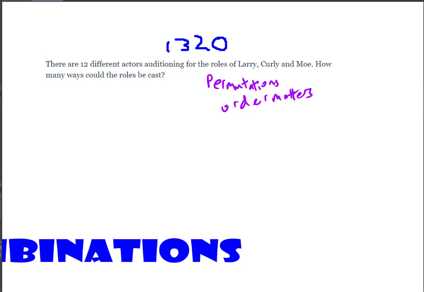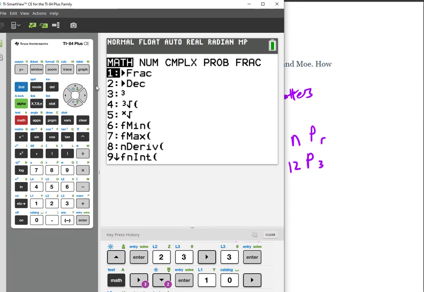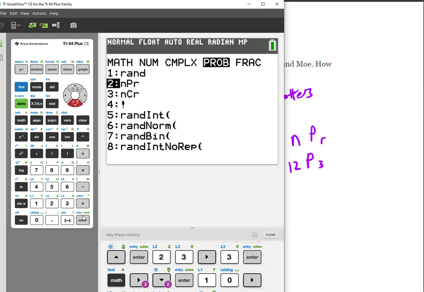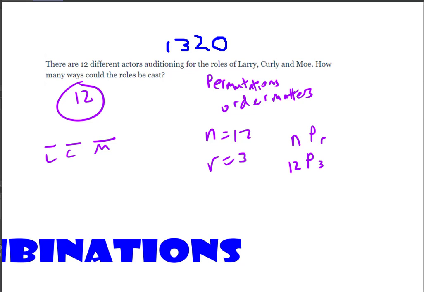I don't know why I feel like I have to echo that each time. But anyway, you have 12 different actors, and of the 12 different actors, you're choosing 3 different roles. One for Larry, Curly, and Moe. So my n is 12. My r is 3. That becomes nPr, which is 12P3. Enter, which is 1,320.